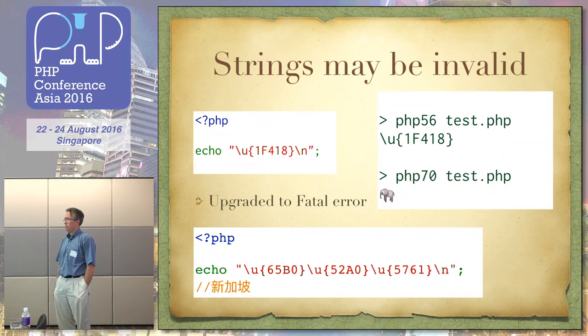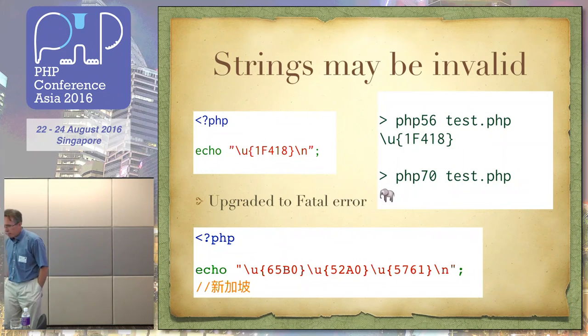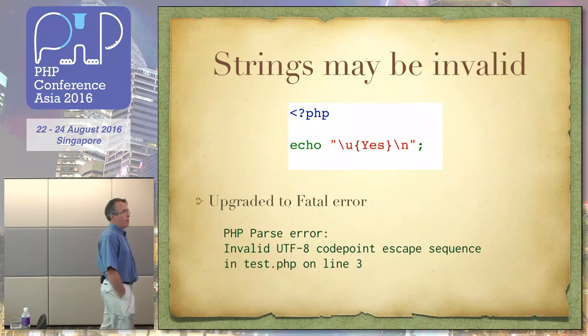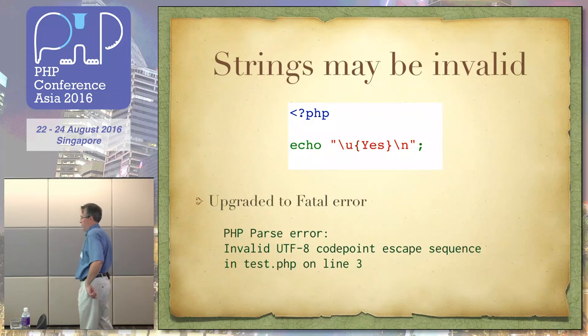How come? Previously, if you're using such a string as plain text, now it will be replaced with Unicode. Yeah, that's the idea. And part of your previous strings may be invalid. What happens is PHP will be very picky in PHP 7. If between the curly braces it's not a valid code point, it will be unhappy and make a parse error, okay?